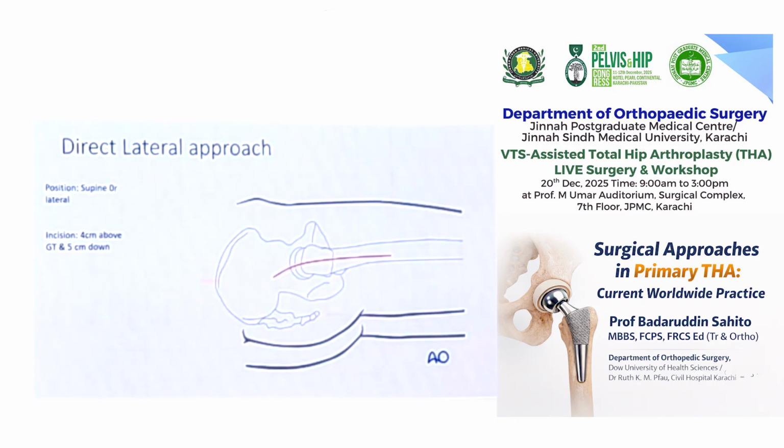I have seen Marathis always operating in the supine approach. I have seen Chaisa operating a lateral approach. So we do a lateral approach. Okay, so for the incision, remember the first thing, position will be supine or lateral depending upon surgeon preference. The incision is 4 cm above, 5 cm down the greater trochanter.